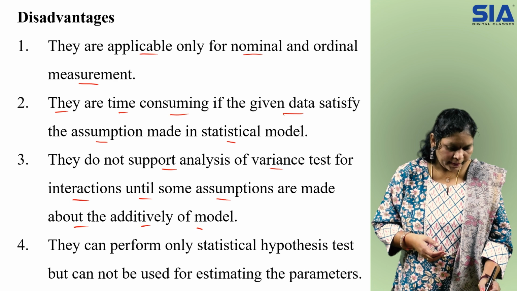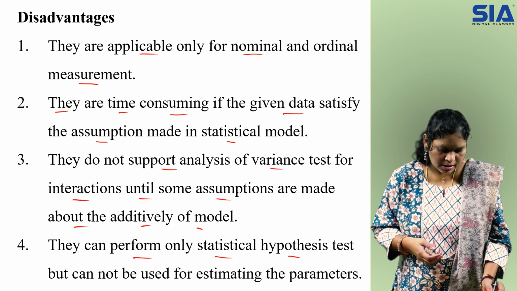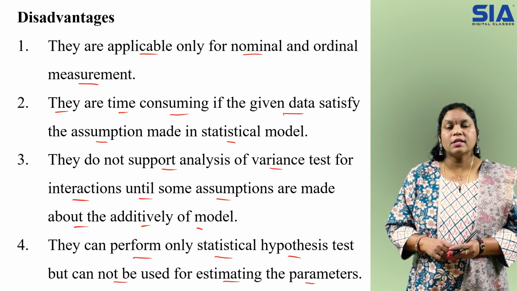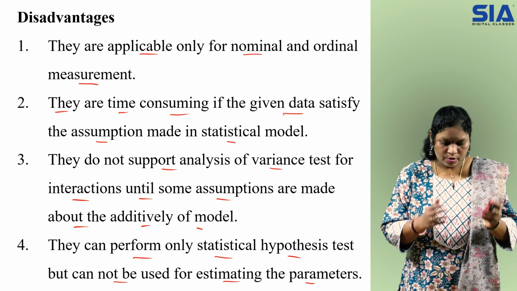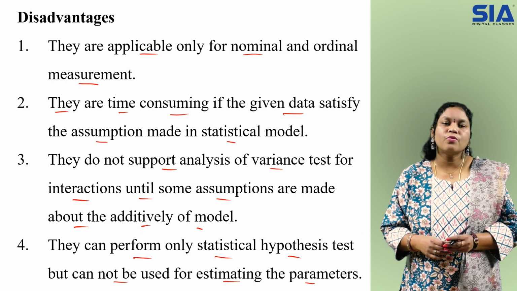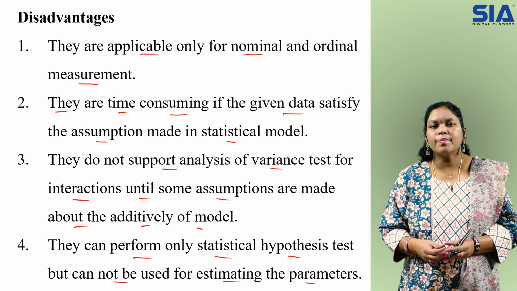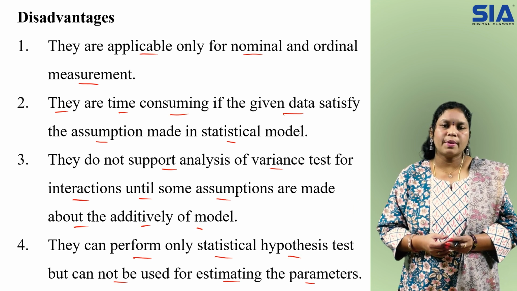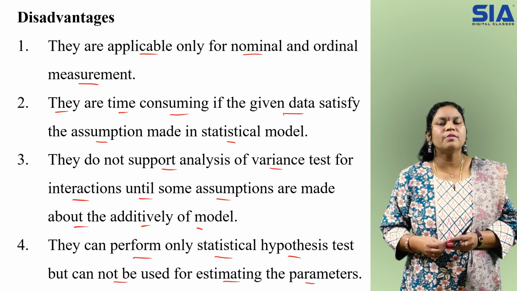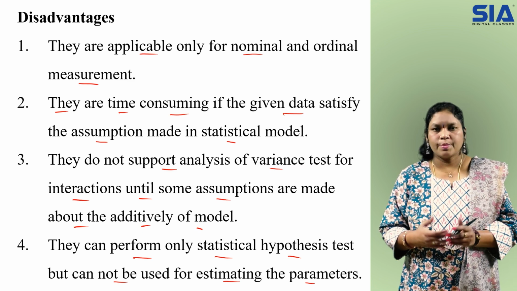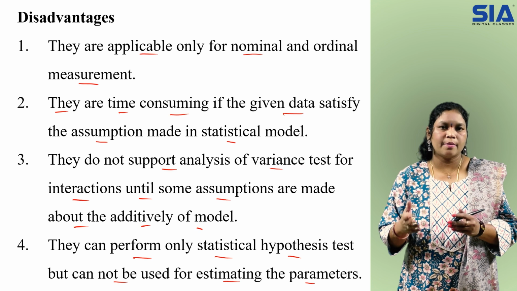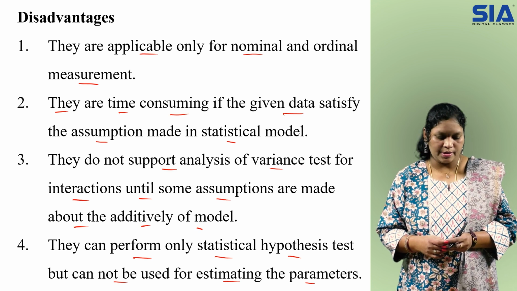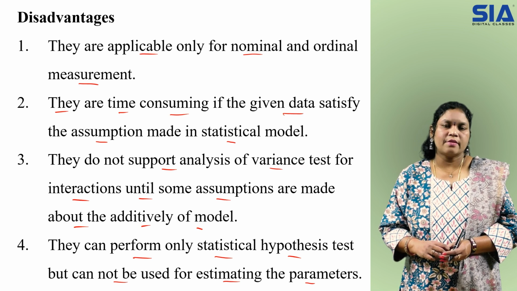Next point: they can perform only statistical hypothesis tests but cannot be used for estimating parameters. We can give the hypothesis, but most of the time we can't go for non-parametric to estimate parameters, because we don't have parameters in this test; that is why we go for non-parametric. So obviously we cannot estimate. If you want binomial, for example, we can't get it from the data, because we don't have success and failure parameters. In such a way we can't handle it if we want to estimate the parameters. That is one of the disadvantages we have.